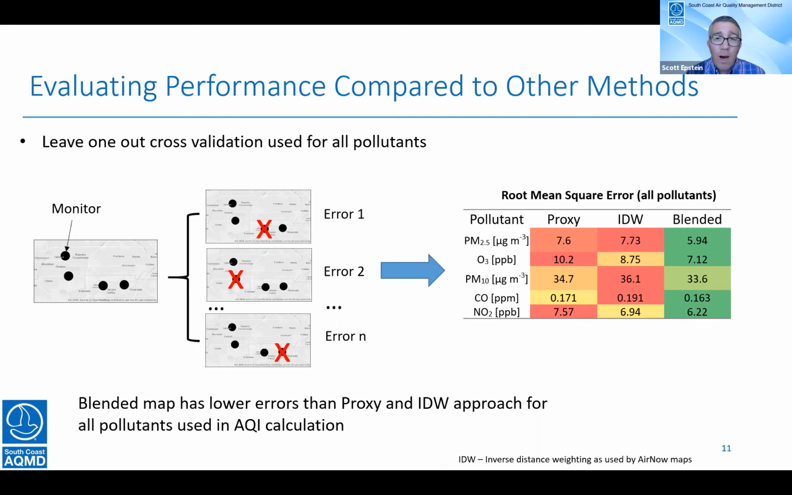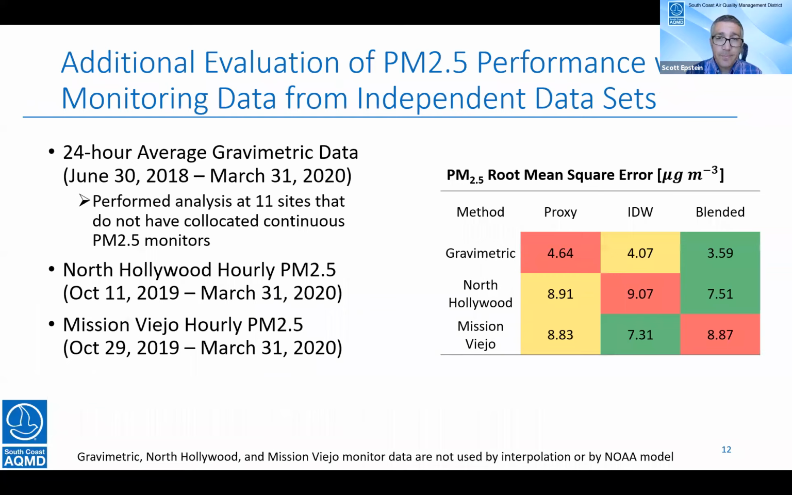We can do this for all monitors to calculate a root mean squared error, where lower is better. So the table shows that our methodology, which we call blended, produces lower errors than both the proxy and inverse distance weighted approach for all pollutants.